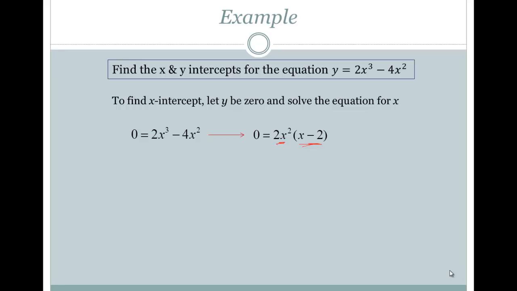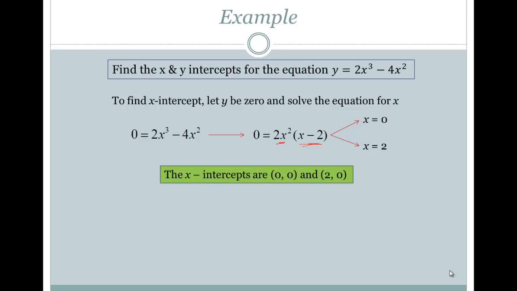And hopefully you guys would see that means that x is either going to be equal to 0 or x is equal to 2. Because if I plug in 2, I get 0 here. If I plug in 0, I get 0 there. Okay? And that means that I have two x-intercepts, one at (0, 0), and the other at (2, 0).